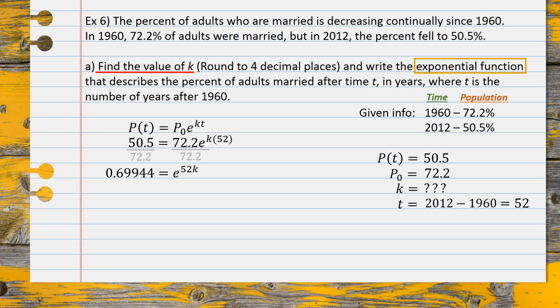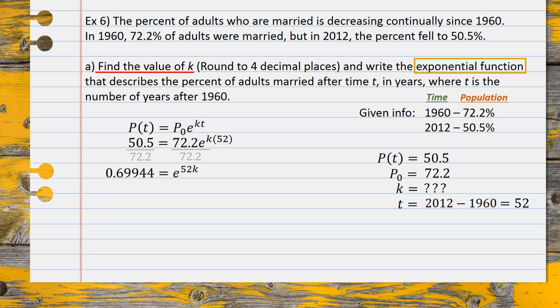When you type that in the calculator, the result will be 0.69944, and it does continue. But in the directions, it says round to 4 decimal places. Well, what we do is we keep 1 decimal place past that so that it will help us round towards the end. So I'm keeping 5 values past the decimal.